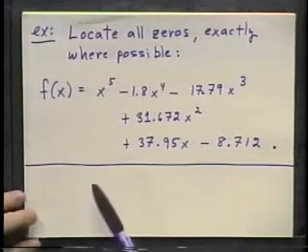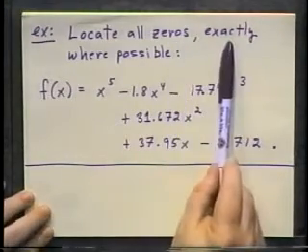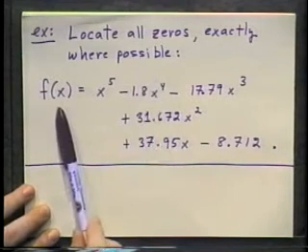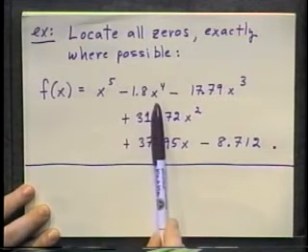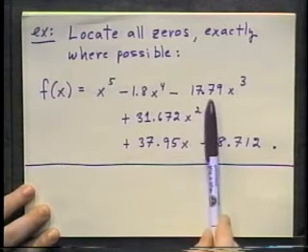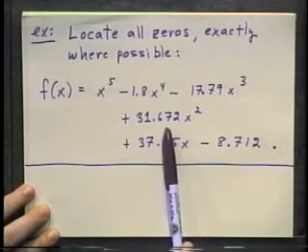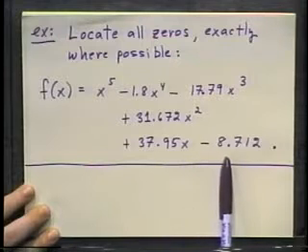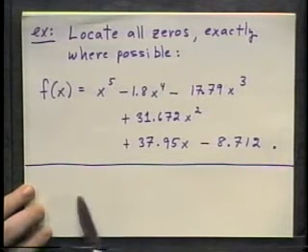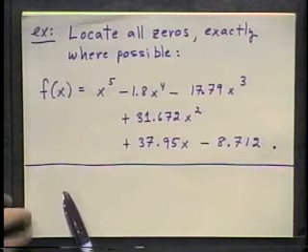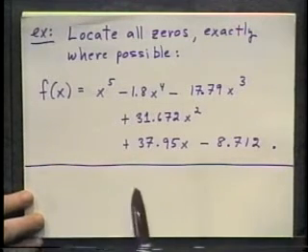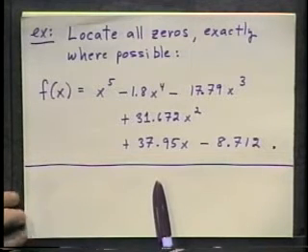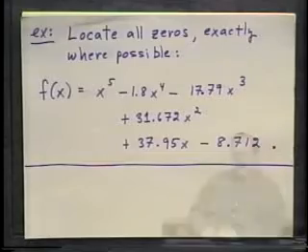Now here's the first question. Locate all the zeros exactly where possible, which means if you can't, go ahead and approximate them, of this polynomial, x to the fifth minus 1.8 x to the fourth minus 17.79 x cubed plus 31.672 x squared plus 37.95 x minus 8.712. Whew. That is a lot of strange looking coefficients. But you know, if we can work it here, we'll be able to do it when all the coefficients are nice, friendly integers. So, I'll leave you with that, and go ahead and try it.